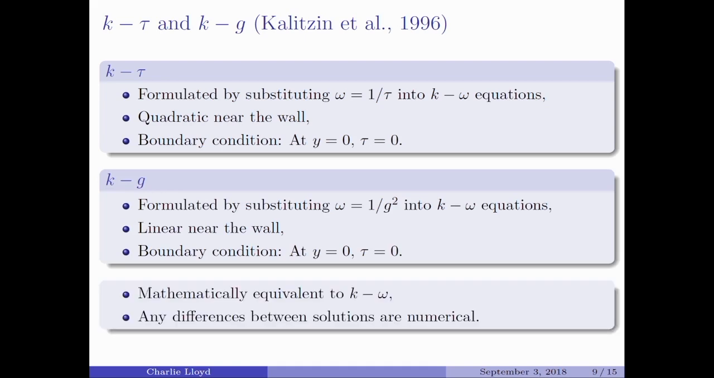So these models are mathematically equivalent to k-omega, so they should give predictions that are identical. So any differences that I see will be entirely associated with the discretization of these models.